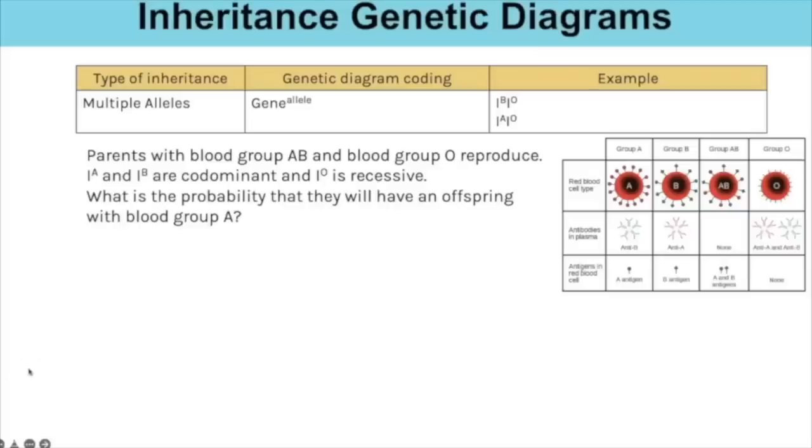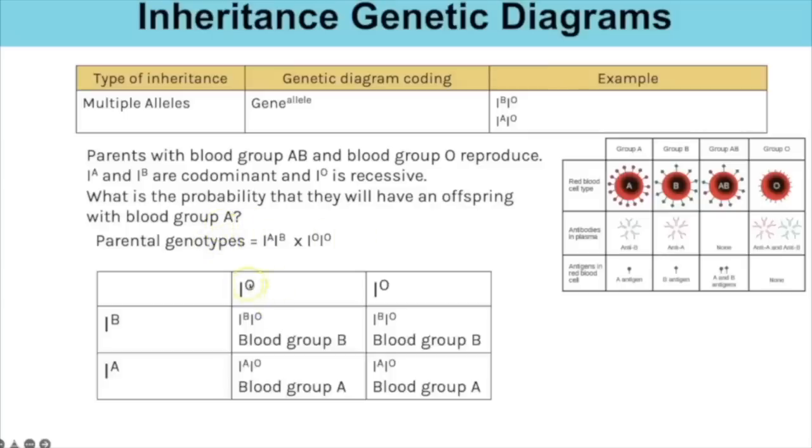So if we have a look at an example, we have parents with blood group AB and O reproduce, and we're told that A and B are codominant, O is recessive, because as I said, you're not expected to know that. It would be application of your knowledge. And they want to know what's the probability they'll have an offspring with blood group A. So the first thing is you have to state the parental genotypes. Then we can work out the gametes, which I've put here on the outside of the Punnett square. Then we have the offspring genotype and the offspring phenotype. So we can see the probability of having blood group A is 50%, because we have 2 individuals down here that have both got a genotype that codes for blood group A.